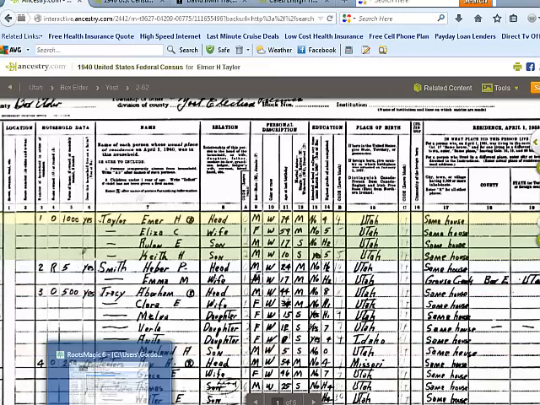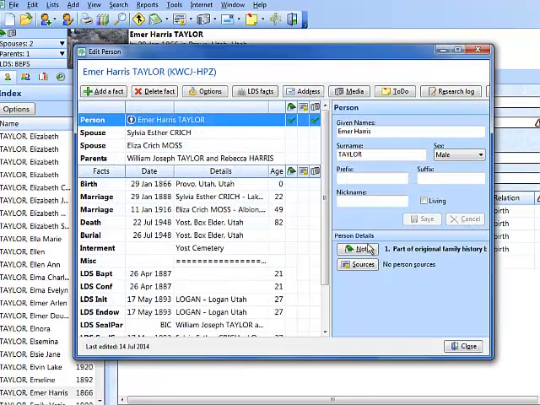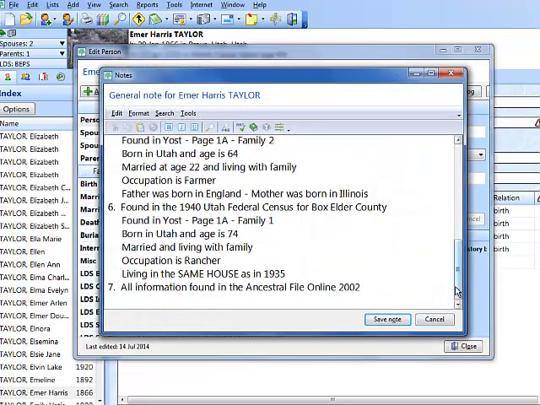So, let's go look at our notes. Here we are. Okay, he was in Yost, page 1A, family 1. Born in Utah. He's 74 years old. He's married, living with his family. He's a rancher and living in, and I put this all in caps here because it's not really a place. It's a sentence, or I don't even know what you call it. But for the same house and same place, this is what I put in.